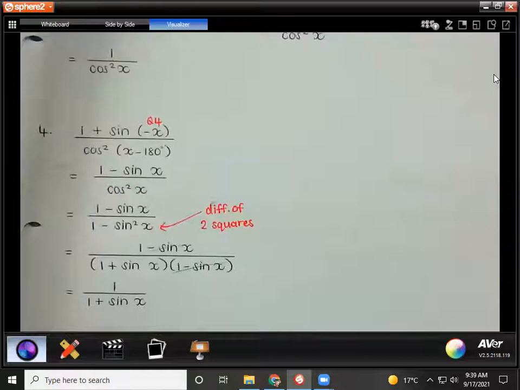Okay, so cos squared x, do we agree with this? 1 minus sine squared x. And then we should notice, okay, these kind of look similar. This is a difference of two squares. If I factorize this as a difference of two squares, we're going to get 1 plus sine x, 1 minus sine. Right? Then I can cancel those out and I will be left with 1 over 1 plus sine.